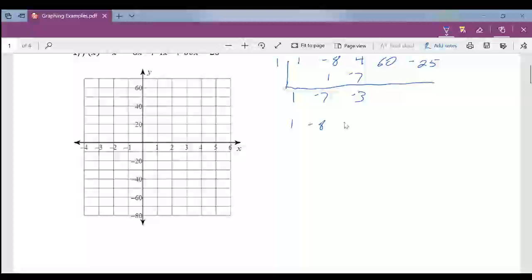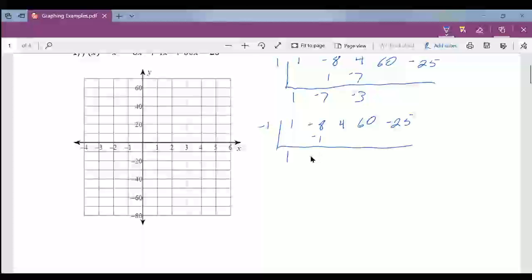1, -8, 4, 60, -25. And we'll try -1 this time. Okay, multiply, add, multiply, add, multiply, and 60 minus 13, that ends up being 47. You know what? That doesn't really seem to work either. Okay, then let's move on from there.